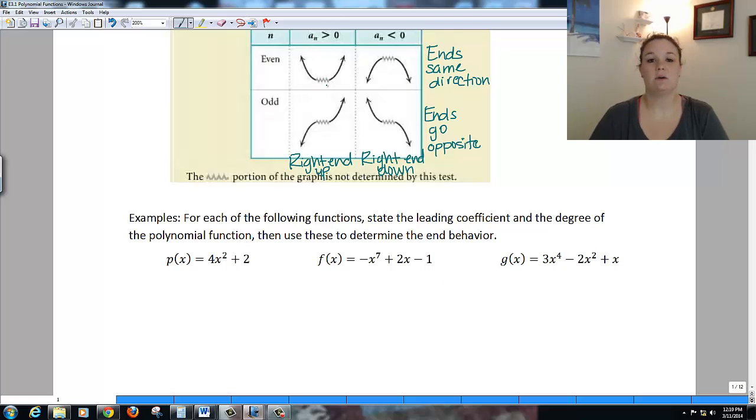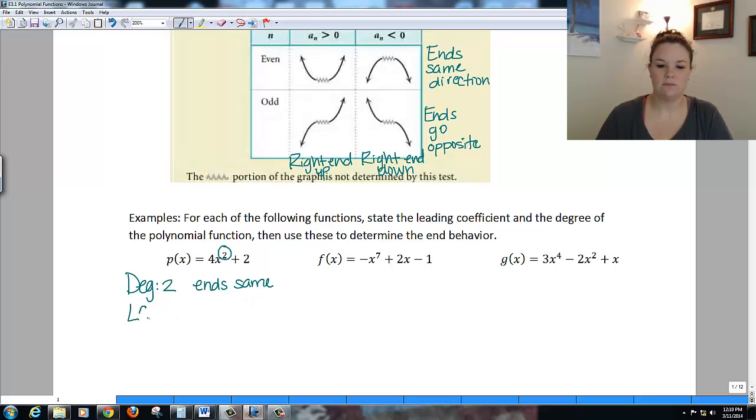That's because we have no idea what this whole graph looks like. This is only telling us the end behavior. Okay, so this first one, P of x, I look at the degree. Notice the degree of this one is my highest power of x, which in this case is 2. So it is an even degree. So if it's even, that means the ends are the same. They either both go up or they both go down.